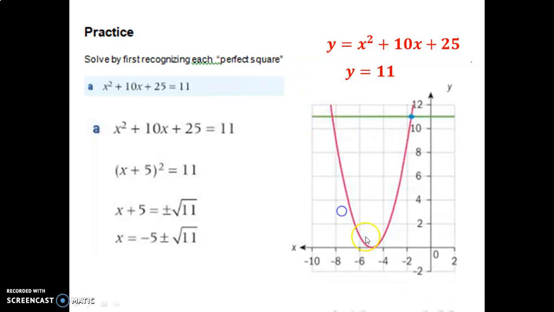So here is our parabola graphed, and here's the line y equals 11 graphed. It's a horizontal line. And notice they intersect here and here. If you solve those 2 points of intersection, you should get these two answers. Those answers are exactly the answers we have here. When you do -5 plus root of 11 or -5 minus root of 11, you get those two answers precisely. So make sure you understand that key connection there. Okay, let's move on from there.